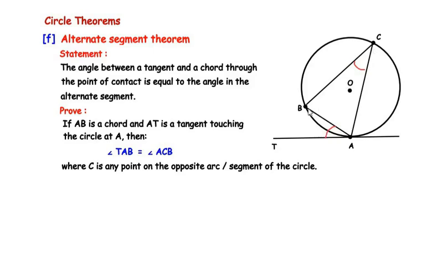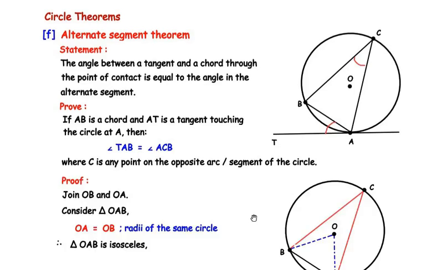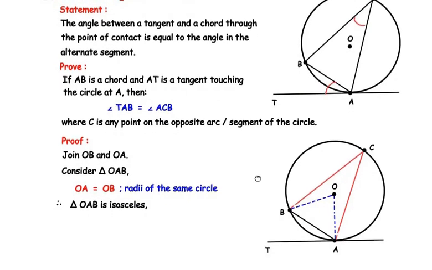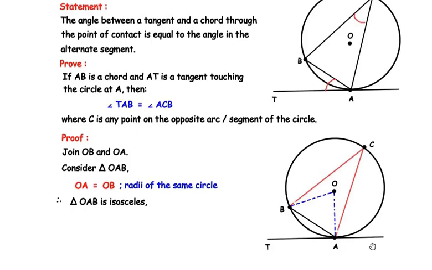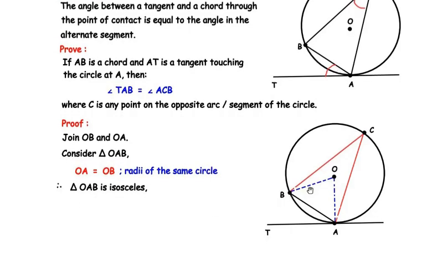So let us begin with the proof now. Here we have taken the same figure with a few changes. So we have drawn the tangent, we have the chord AB, and here we have the point C on the circumference of the circle, and we have the center of the circle at point O. Now under the proof we have done a small construction, that is we have joined the points OB and OA. Now we can see that a small triangle has been formed, that is triangle OAB.